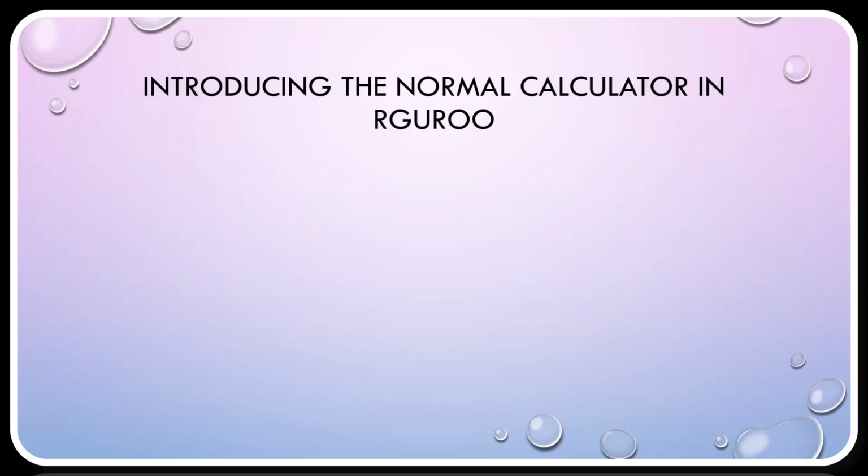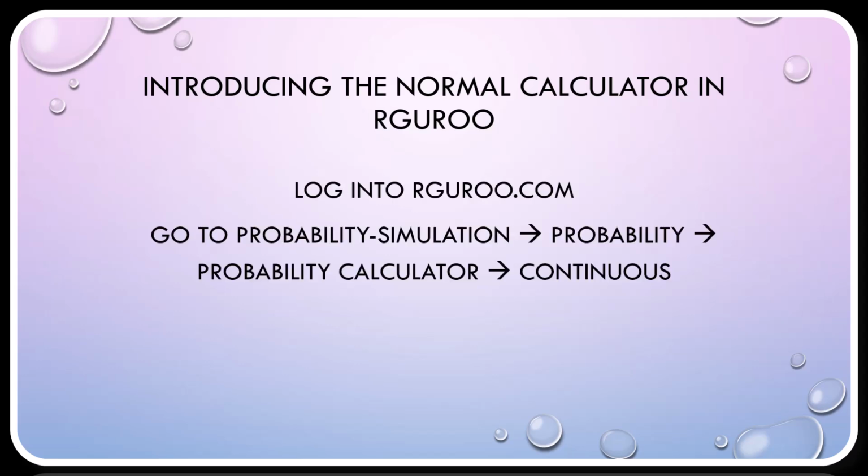Introducing the normal calculator in RGuroo. To access the normal calculator in RGuroo, you need to log into RGuroo.com, go to probability simulation, probability calculator, continuous.